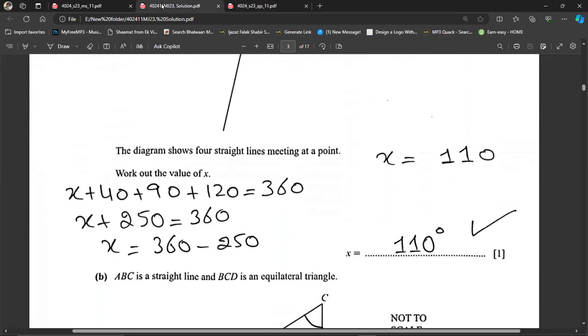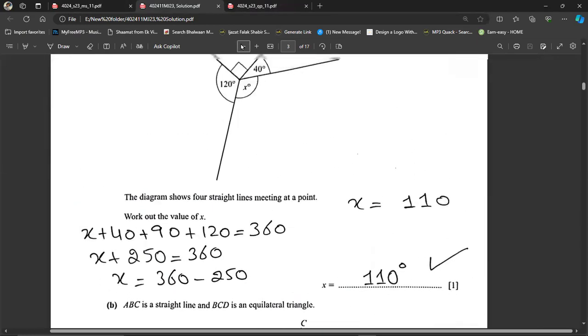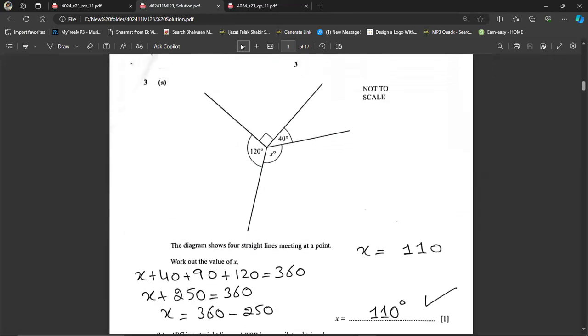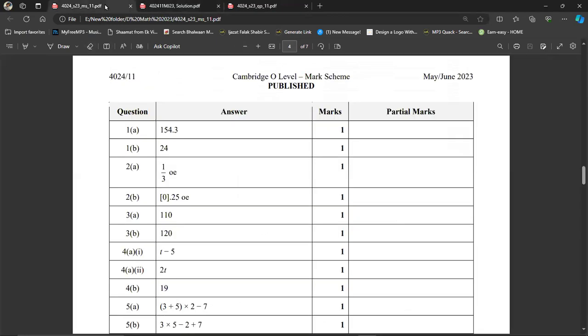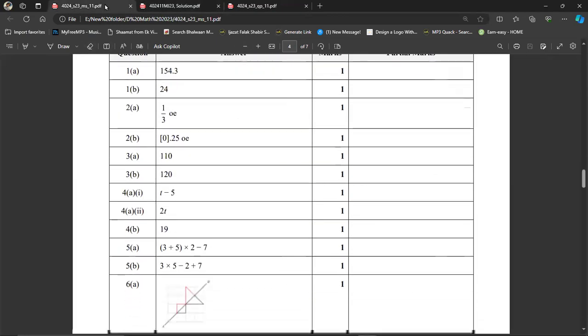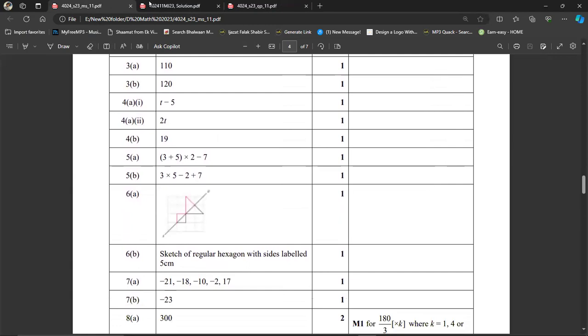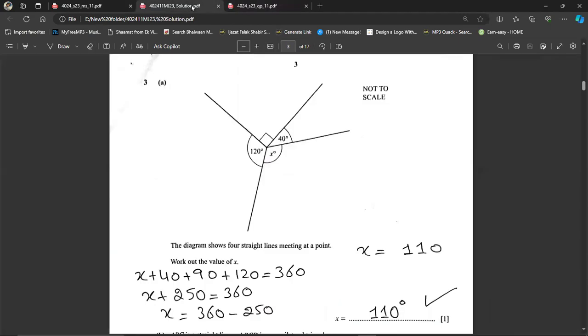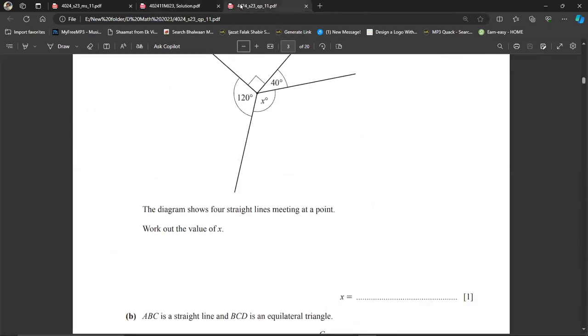So x plus 40 plus 90 plus 120 is equal to 360. So x plus 250 will be equal to 360, x will be equal to 360 minus 250, and x will be equal to 110. So that angle is 110. Now you can see the whole question. I hope you understand. The answer is 110. Okay, so this is the solution.